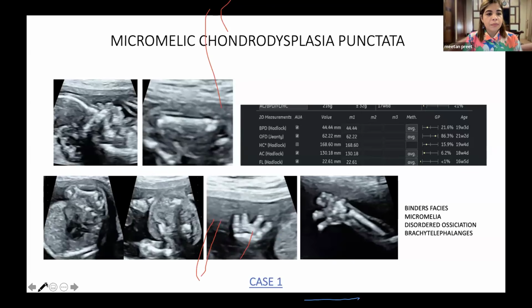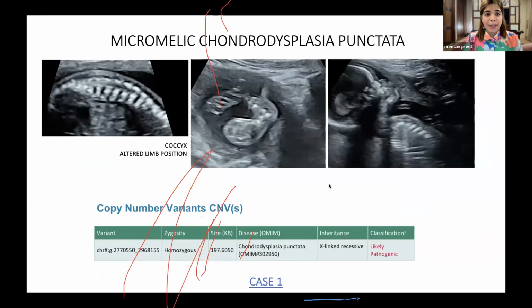Also, yes, you also see the phalanges as brachytelephalangism. These are short and stubby fingers which signify that I'm dealing with chondrodysplasia punctata, in fact.